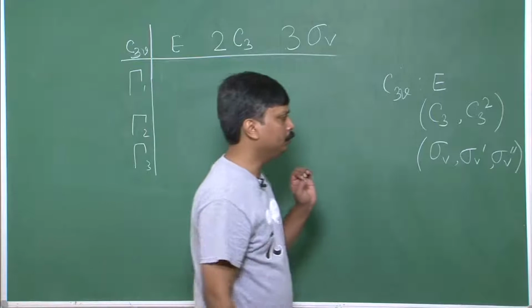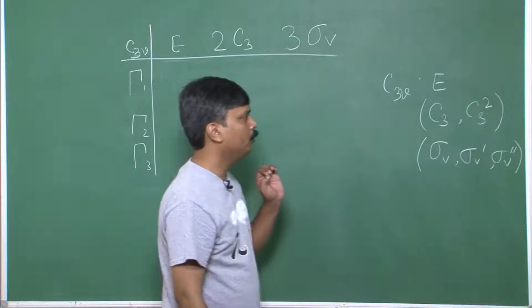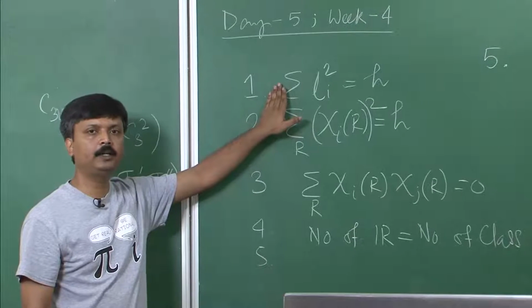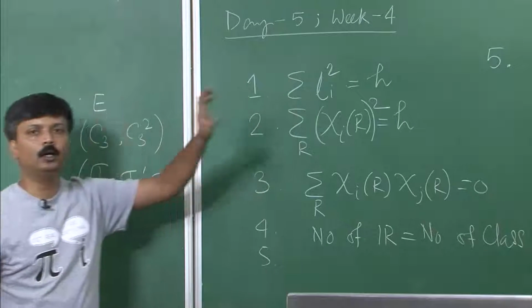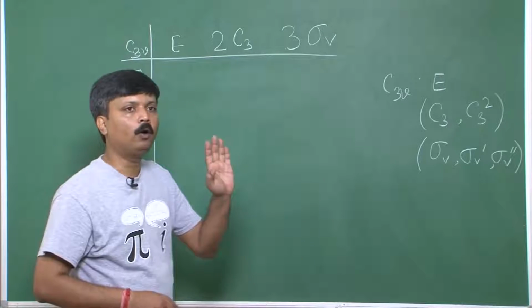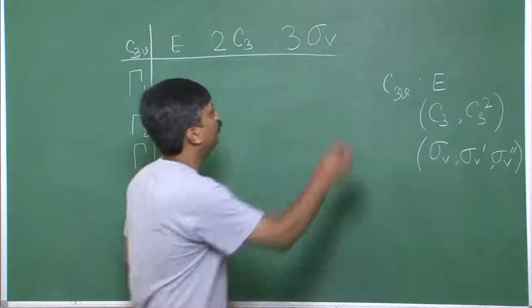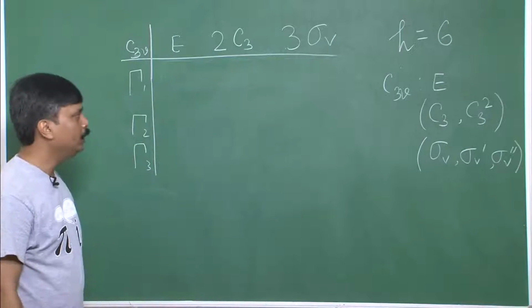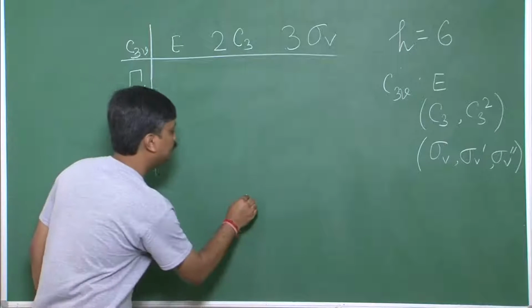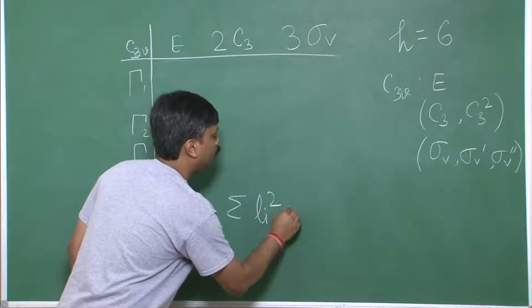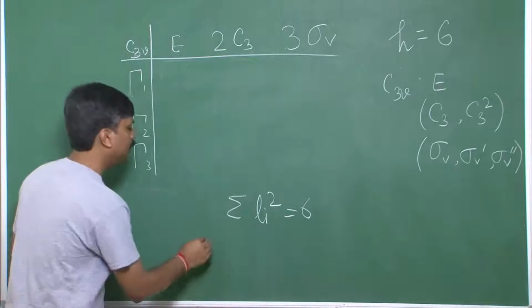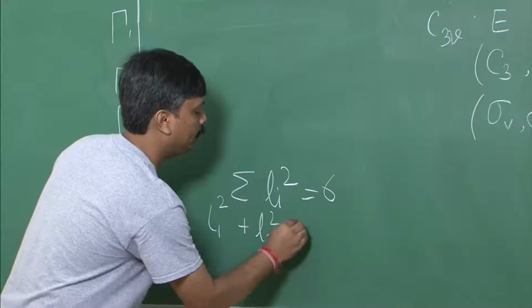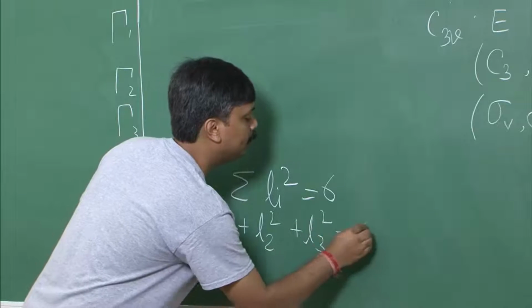So, we have to use in this case rule 1, correct. The sum of the squares of the dimensions of the irreducible representations should give the order of the group. The order of the group, h, is equal to 6 because I have 6 operations, fine. So, this should be 6. That means l1 square plus l2 square plus l3 square equals 6.